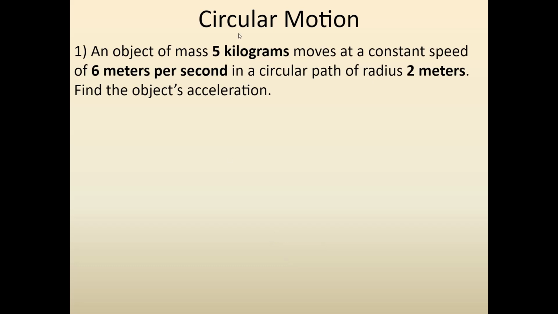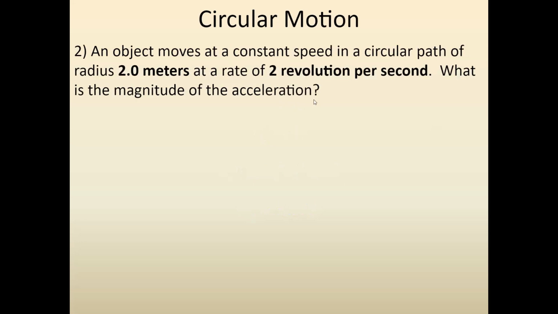All right. So they give us some numbers and they want the acceleration. We use the velocity and the distance, plug it in, and we get 18 meters per second squared. Notice the mass is a complete red herring. You do not need that mass. All right, and here's the next question. Pause the video, work it out, and we'll go over it in a second.